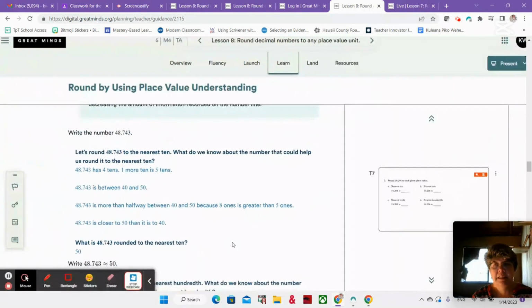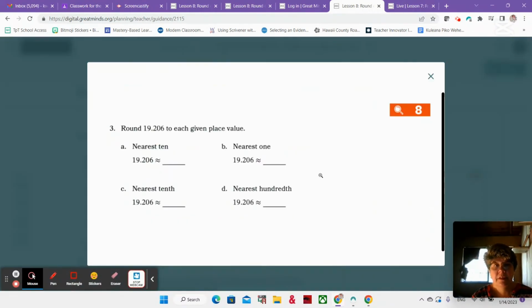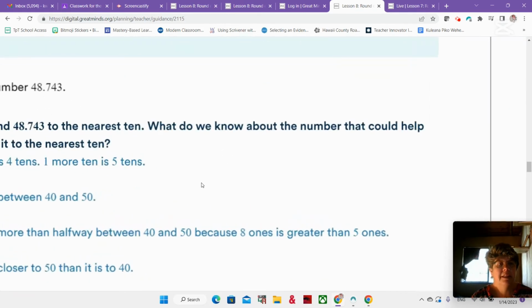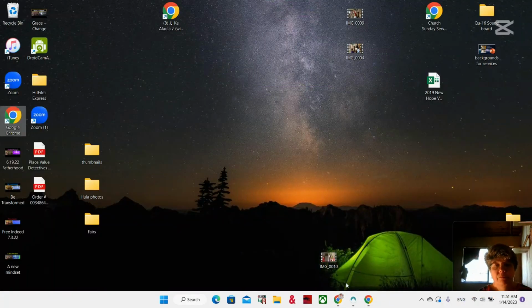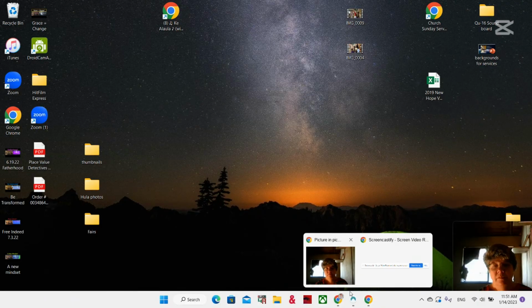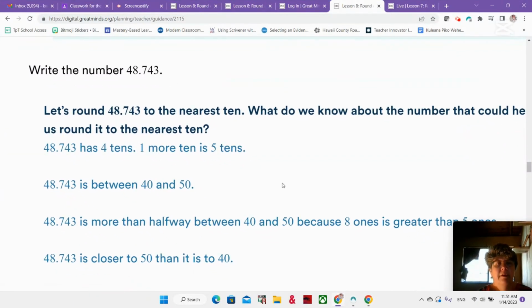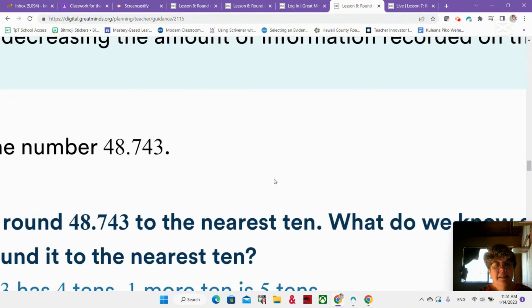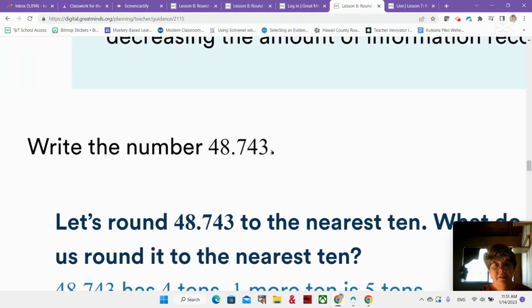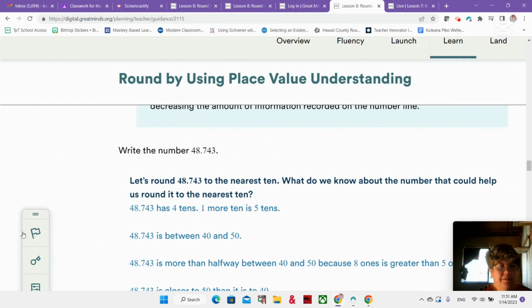And let's look at number 3. Oh, sorry, I don't want to be on number 3 yet. I want to look at this number. There we go. 48 and 743 thousandths. Please ignore the period at the end of the sentence, right? 48 and 743 thousandths. And if we want to round that to the nearest 10, yeah, we want to round that to the nearest 10.